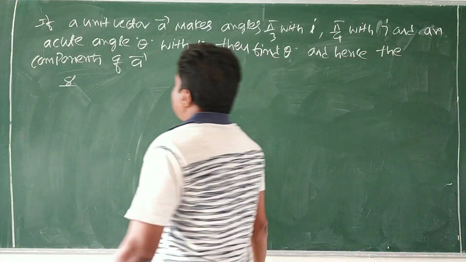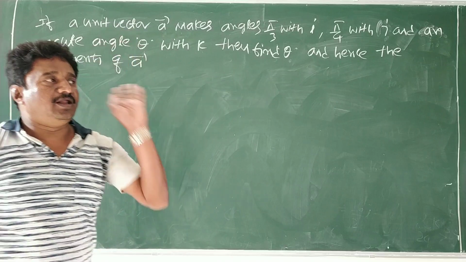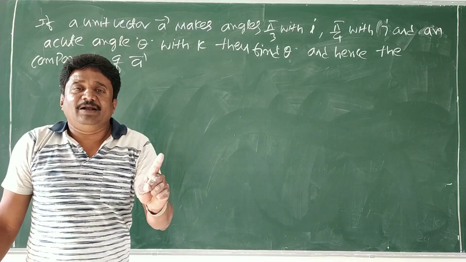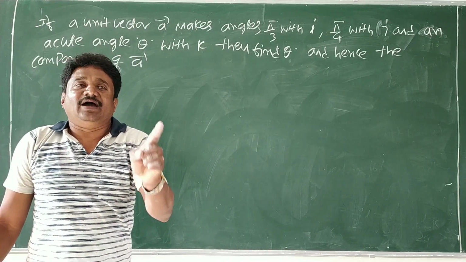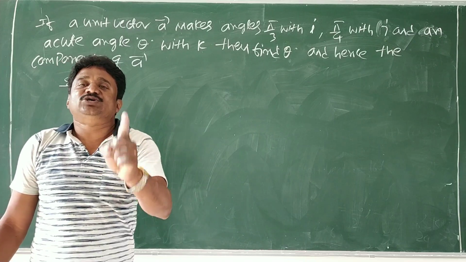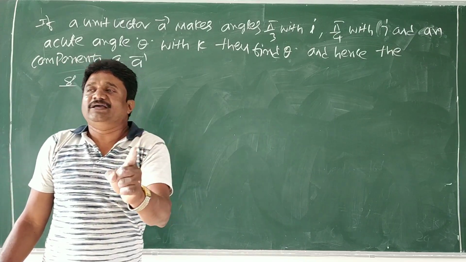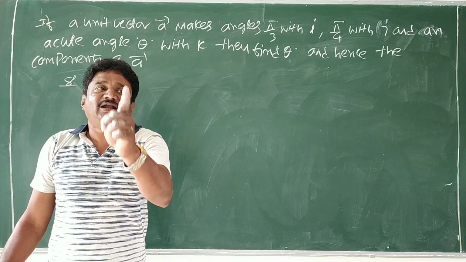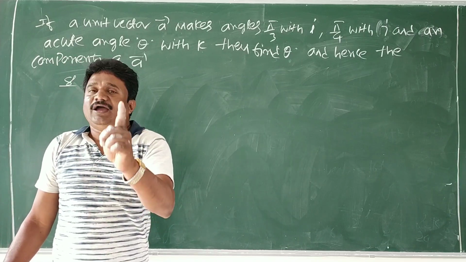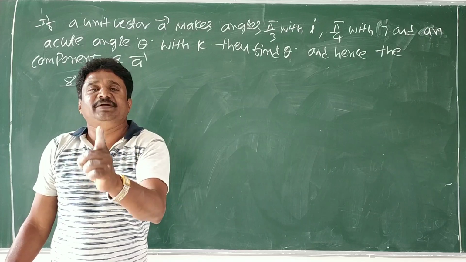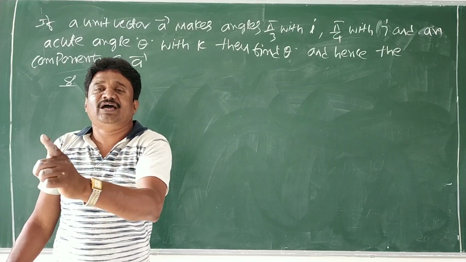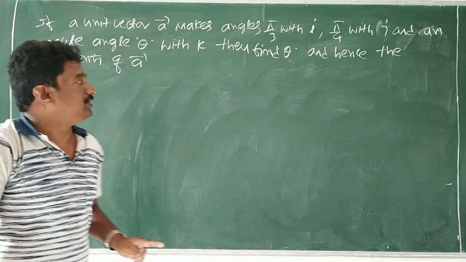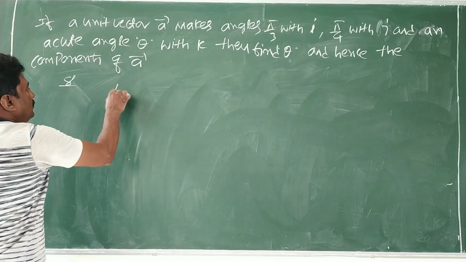Right? Look at this, students. You recall the angle between any vector and the x-axis is always alpha. We always take the angle between a vector and the x-axis as alpha, the angle between the vector and the y-axis as beta, and the angle between the vector and the z-axis as gamma, right? So alpha is given, how much is alpha?